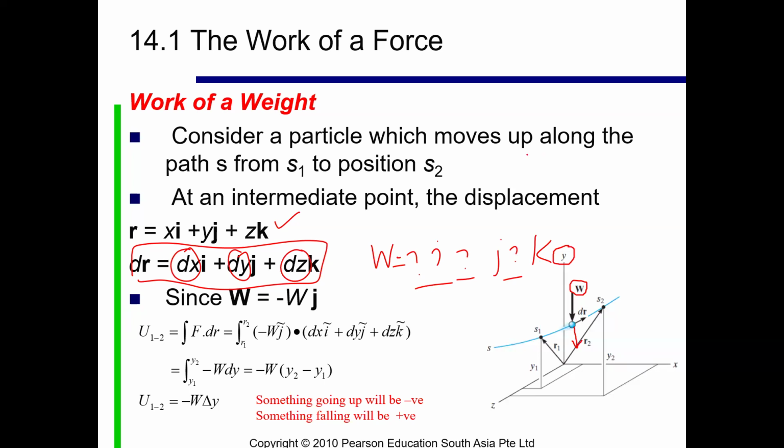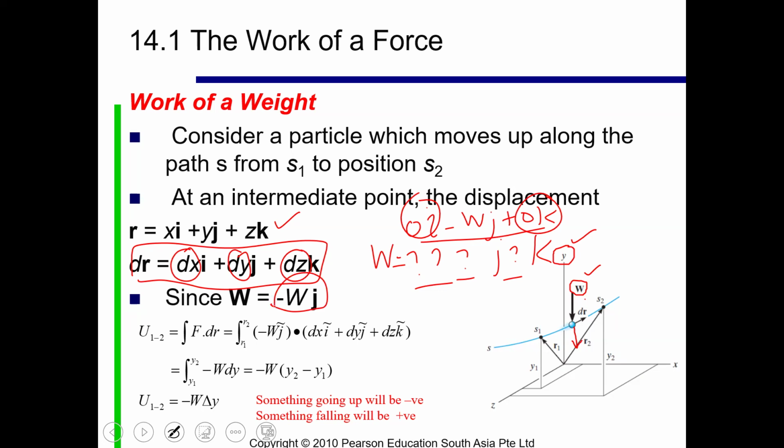0i minus Wj plus 0k. So you can see that this weight is only acting along the y-axis, which means that x and z are 0, right? So these two components will be 0. And this is acting downward. The actual configuration of y is positive upward, so downward should be negative. That's why you keep only minus Wj. This is the vectorial form of the weight.